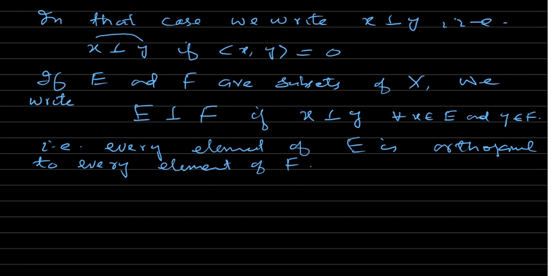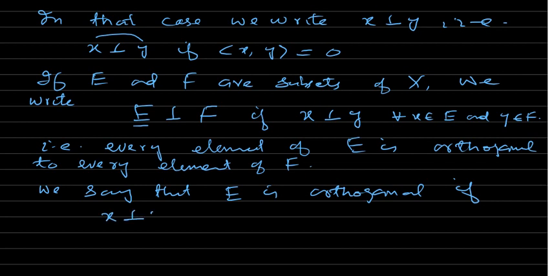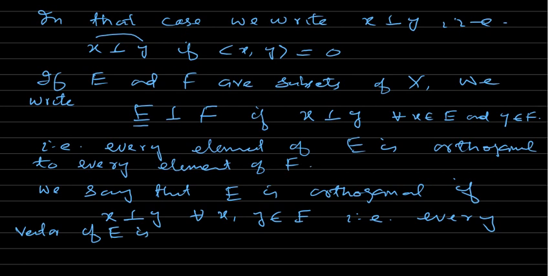Every element of F. And when we say that the subset E is orthogonal, we mean that any two vectors of E are orthogonal to each other: x perp y for all x, y in E. In words, every vector of E is orthogonal to every vector of E. So that's the definition of an orthogonal set.